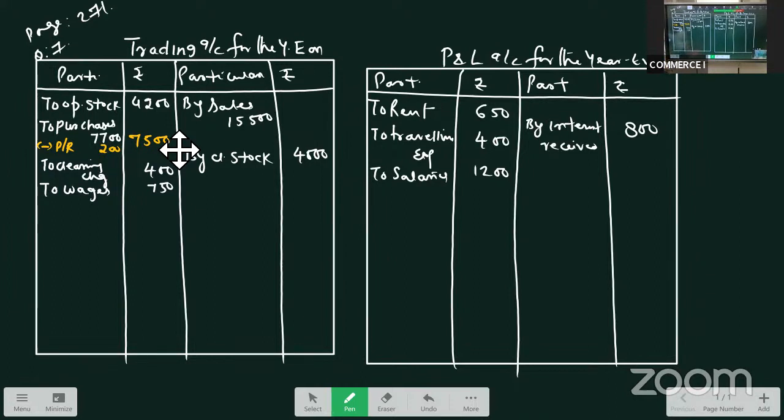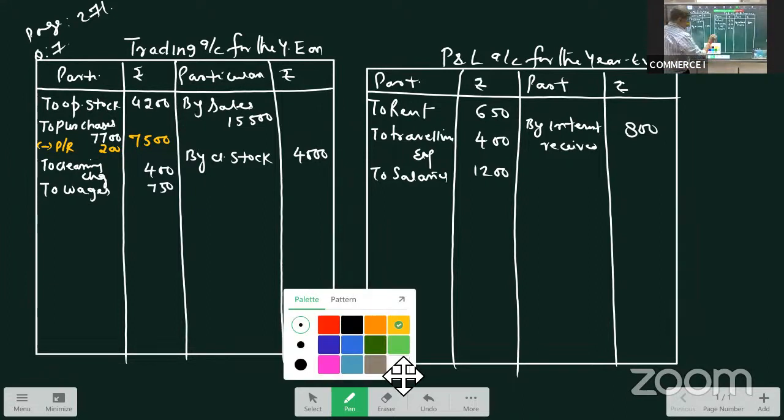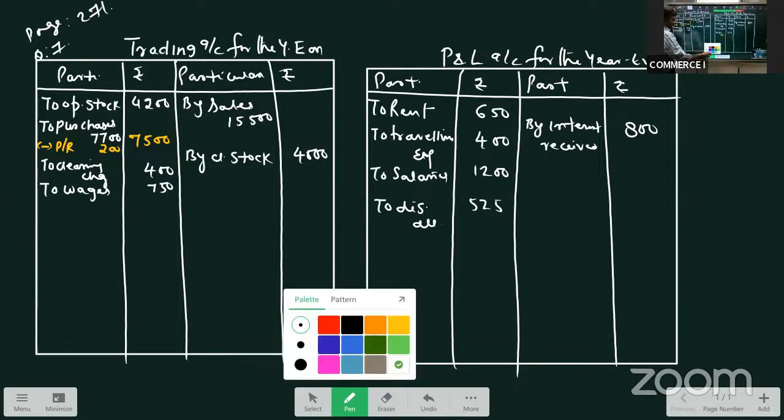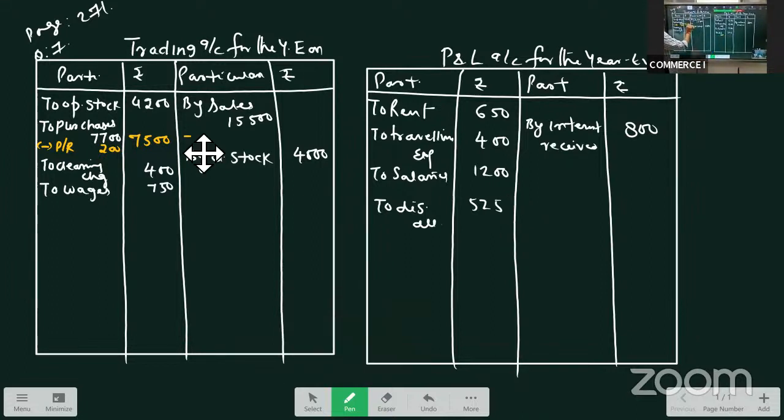Then we have discount allowed. Discount allowed will again go to P&L, 525. Then we have sales return. Sales returns are deducted from sales, gross sales. Sales returns are given as 300. So this figure would be 15,200.